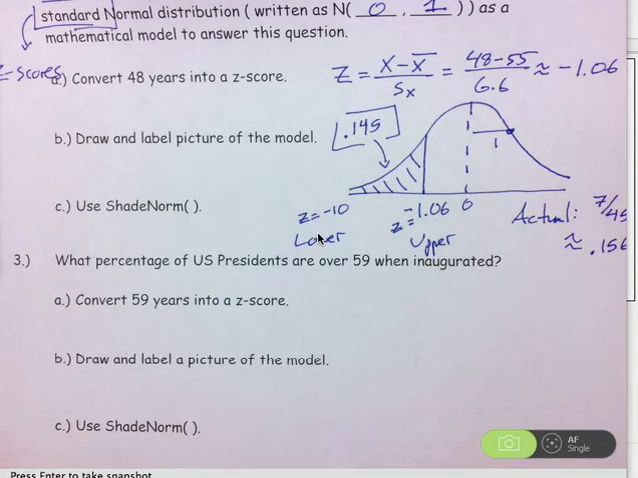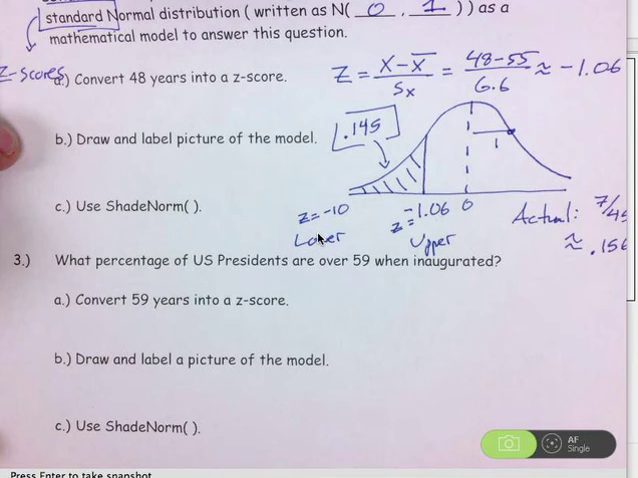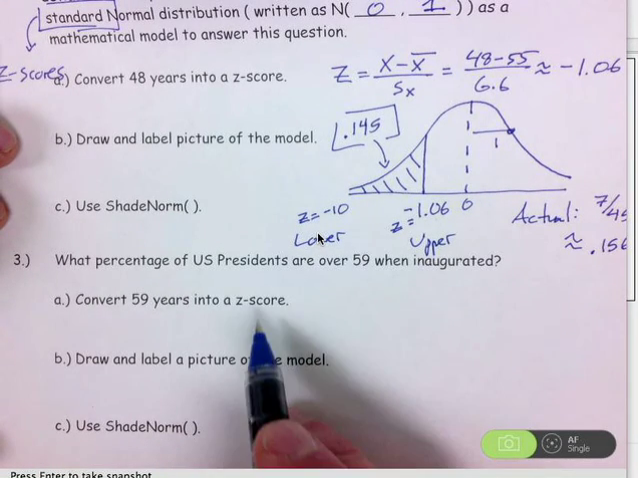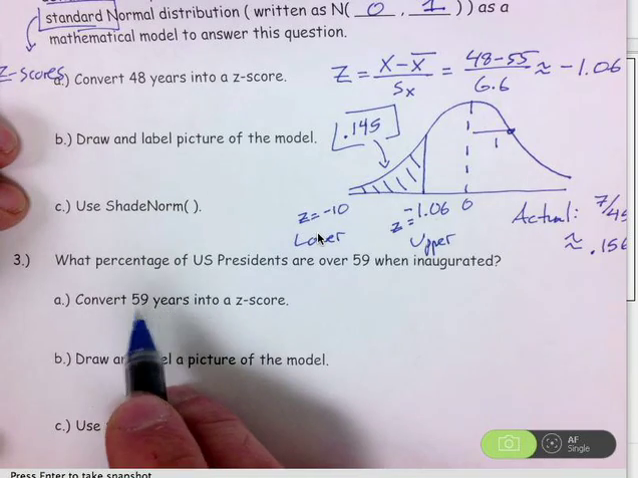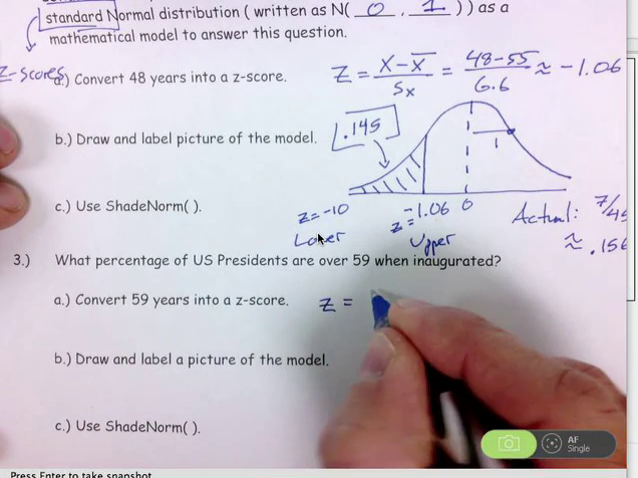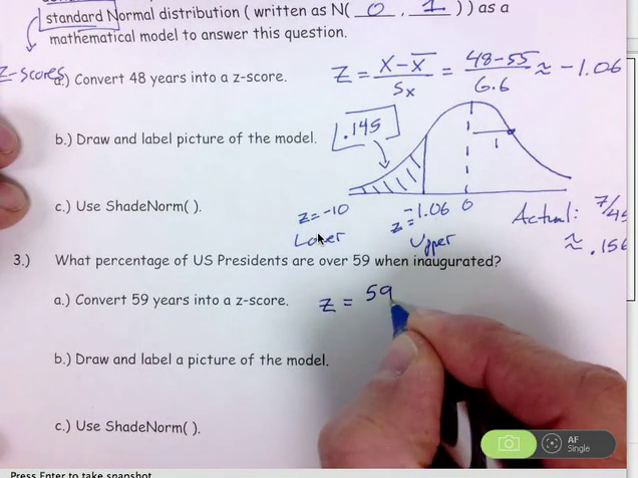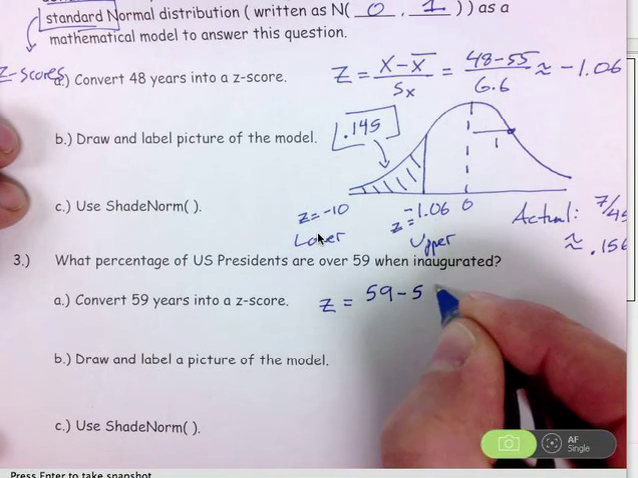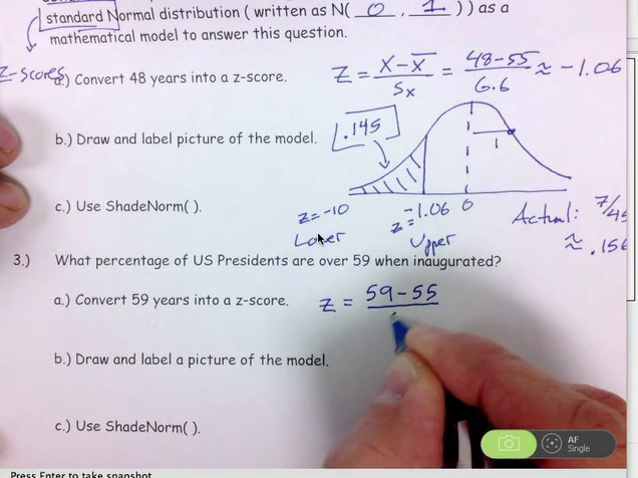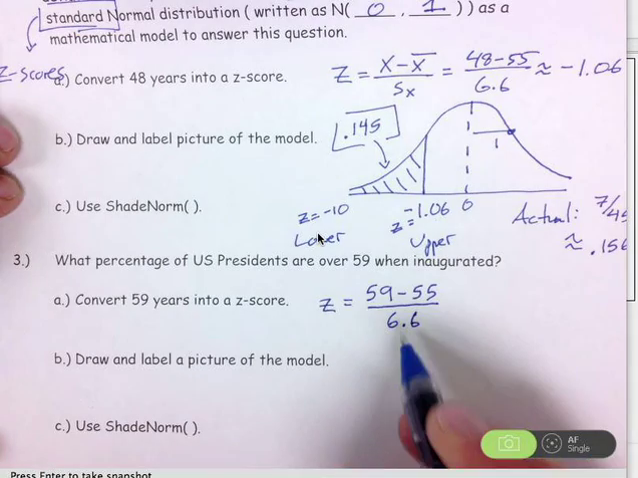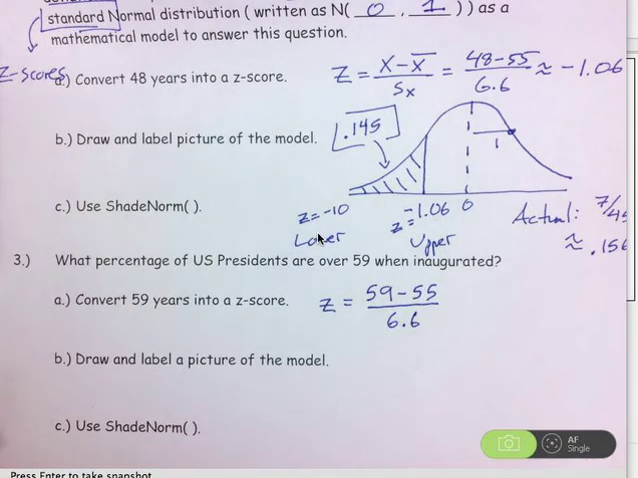Our next question: what percentage of US presidents are over 59 when they're inaugurated? Well, again, using the normal density function, we're going to convert into z-scores. So we'll start with our 59. The observation is 59. We're going to subtract the mean of 55, and divide by our standard deviation of 6.6. So we're going to change that 59 into a z-score.